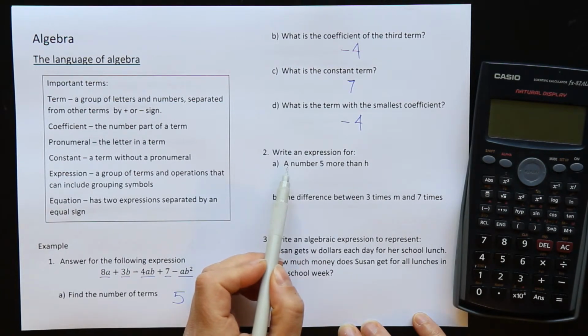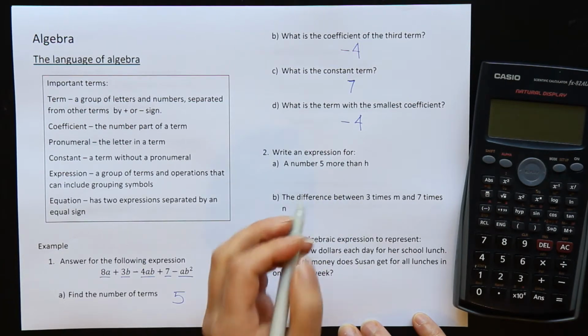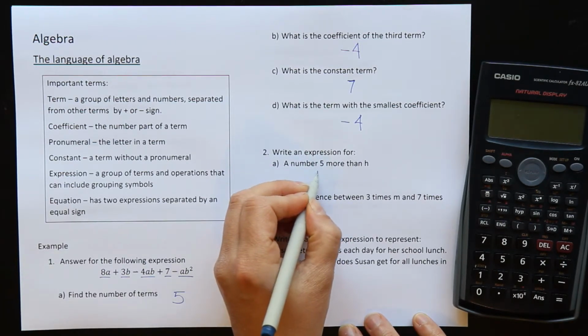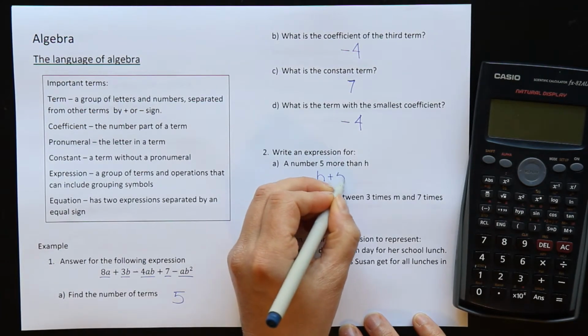So we have a number 5 more than h. Alright, well, if it's got to be more than h, I can start with the h, and 5 more than it means I need to add on 5 more.